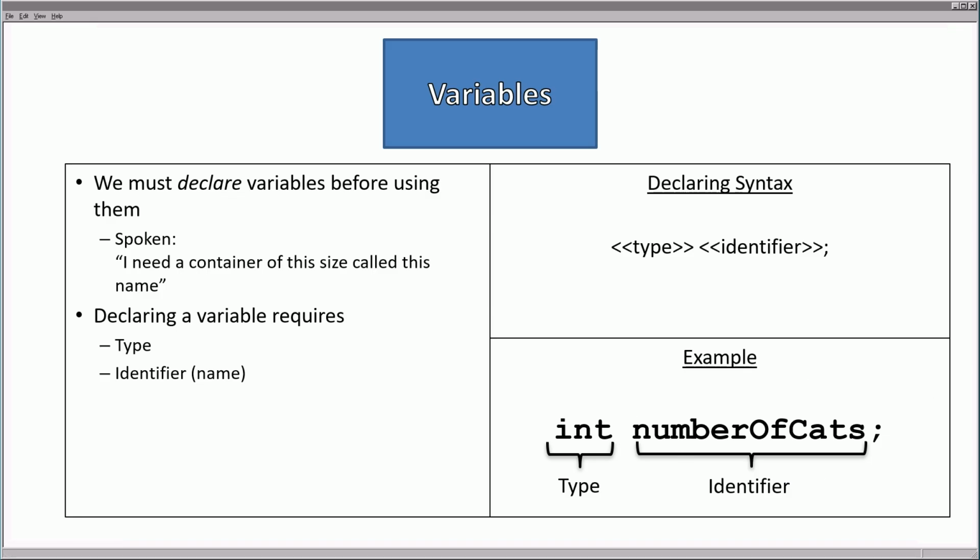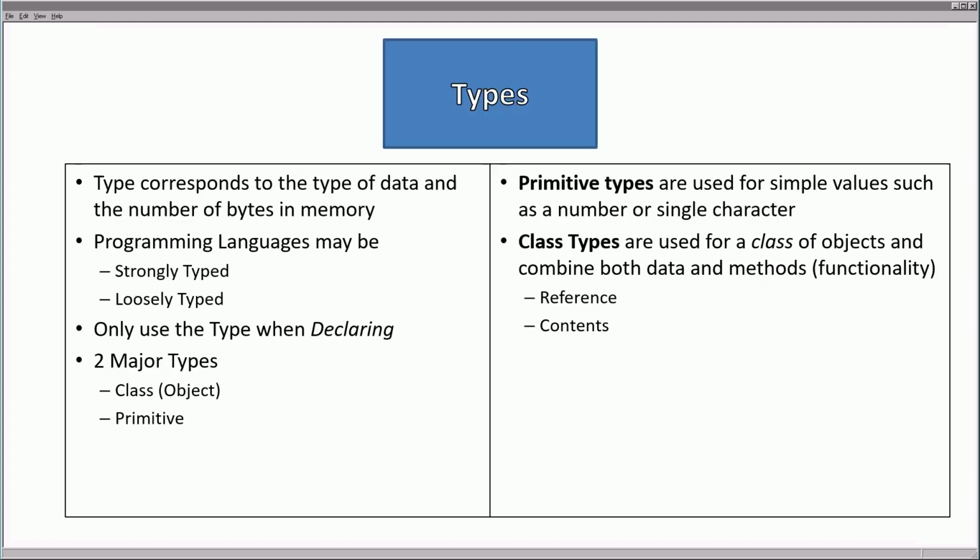Now looking into this further, let's discuss what are types. Types correspond to the type of data and the number of bytes that are in memory. Programming languages may either be strongly or loosely typed. Java is considered a strongly typed language because we have specific kinds of types for different kinds of data. We only use the type when declaring a variable and nowhere else.